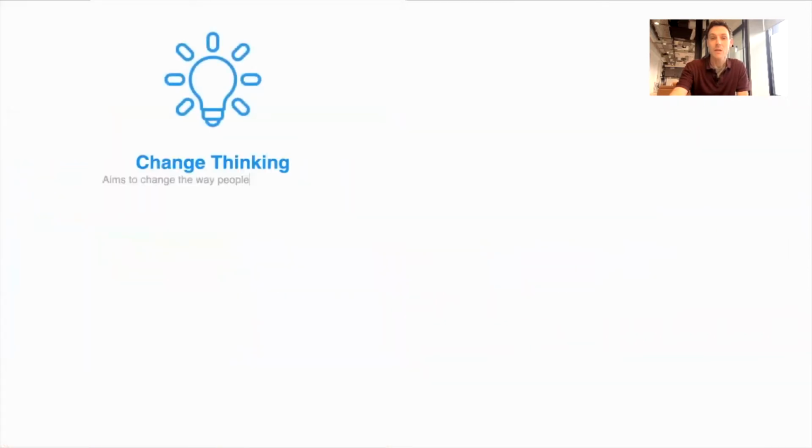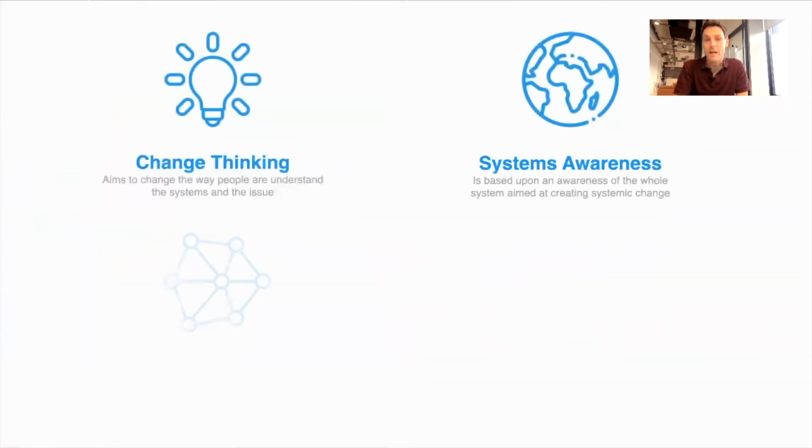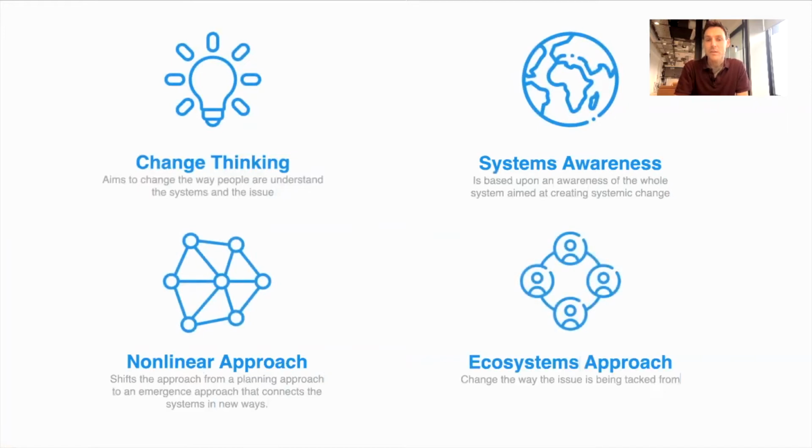So the first one, we're going to start the course by actually discussing what exactly makes a change a systems change. What are the key aspects, the key principles that underlie a systems change? And these are 4 of those we'll talk about.